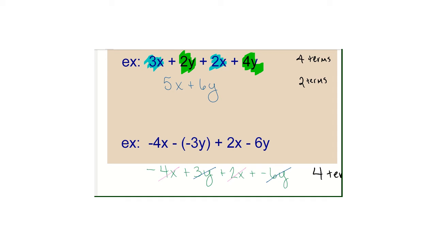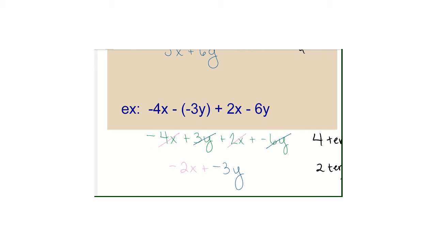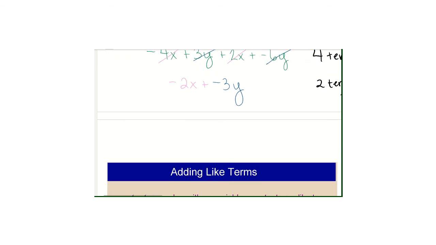Notice here what I did was I just marked out my like terms as I added them, and that's how I kept up with my like terms. So negative 4x plus 2x is negative 2x. 3y plus negative 6y is negative 3y. So when I simplified this algebraic expression, I went from 4 terms to 2 terms. Let's go to the next page.